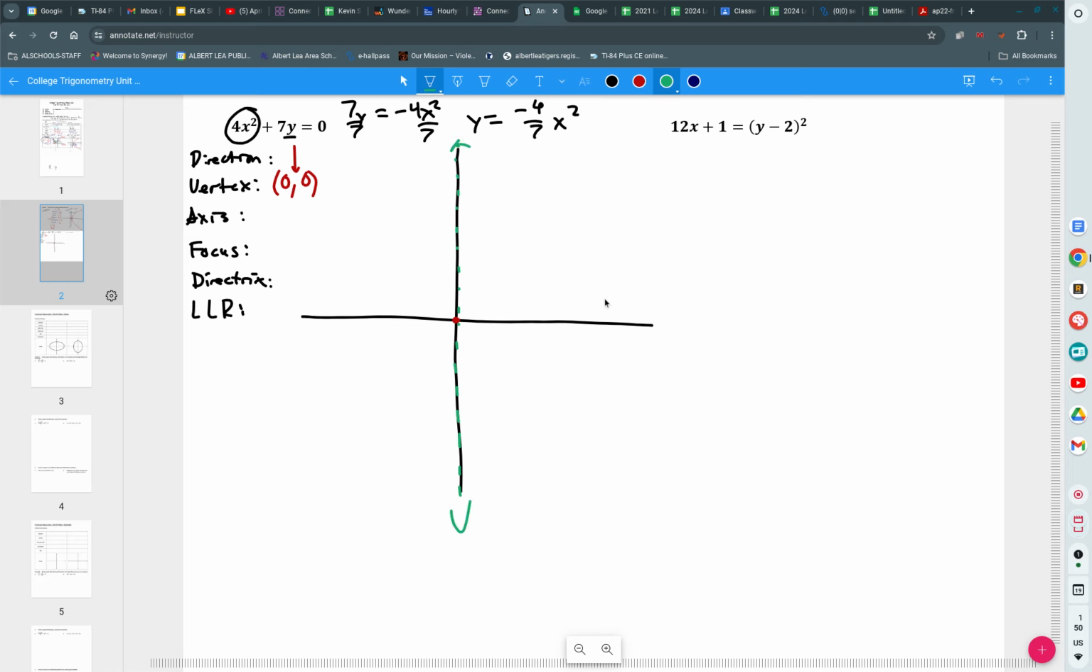What's the equation for the axis of symmetry? X equals 0. Good. For these next three, I have to find what value? P. And I use my equation, which is A, negative 4 over 7 is equal to 1 over 4P. I cross multiply, and I get negative 16P is equal to 7. I divide by negative 16.